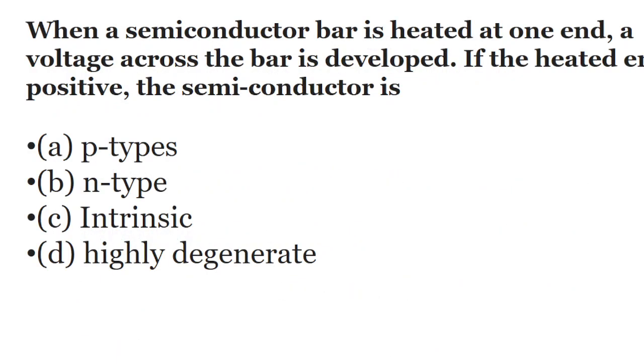When a semiconductor bar is heated at one end and a voltage across the bar is developed, if the heated end is positive, then the semiconductor is: option A is p-type, option B is n-type, C is intrinsic, D is highly degenerate. If a heated end is positive, then it will be n-type semiconductor. So B is the right answer.